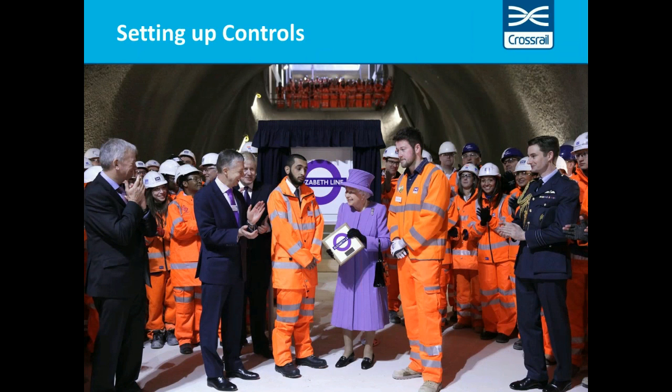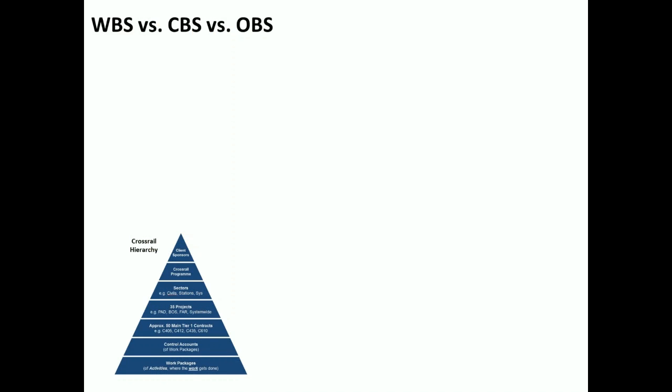So I want to move now on to talking about the actual program controls of Crossrail itself. So we have our Crossrail hierarchy, which is into the Crossrail program, and as I just hinted, the program is then split into sectors. Sectors are split into projects, and then projects are split into contracts, and underneath the contracts we have our control accounts and work packages.